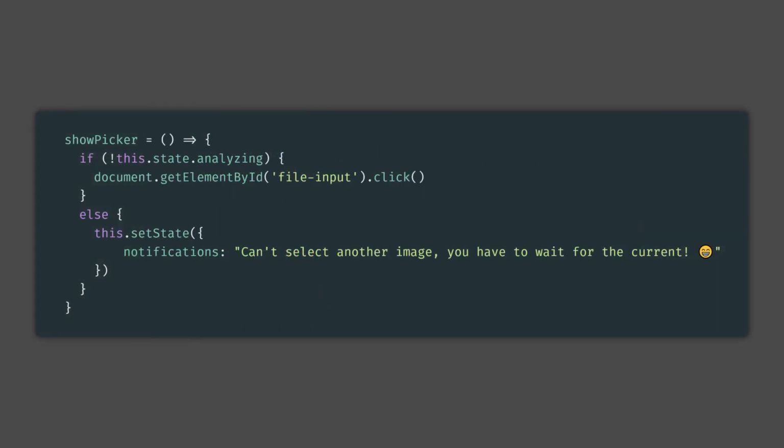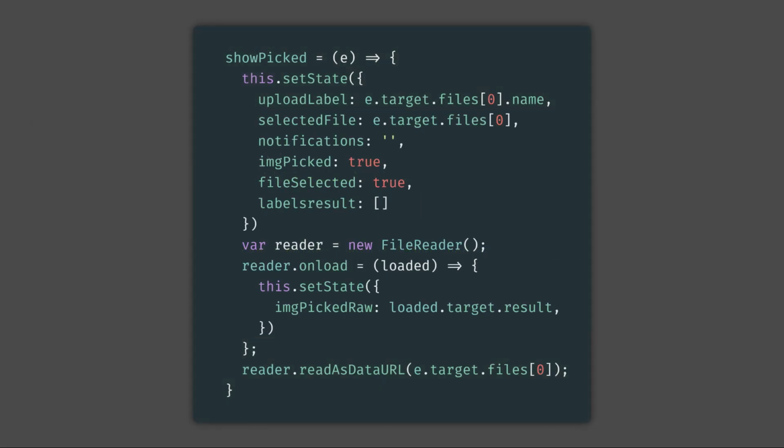And now we're going to see the functions in the prediction component. We're going to start with showPicker. This function clicks on the file input and shows the file picker of the system. If the app is already analyzing, it shows a notification. Now showPicked: it shows the selected file and shows the name of the file in the app. This function is called when the input file fires the onChange event.